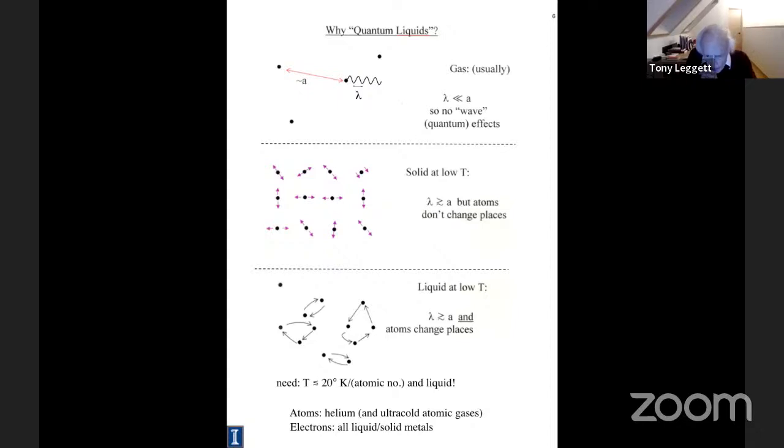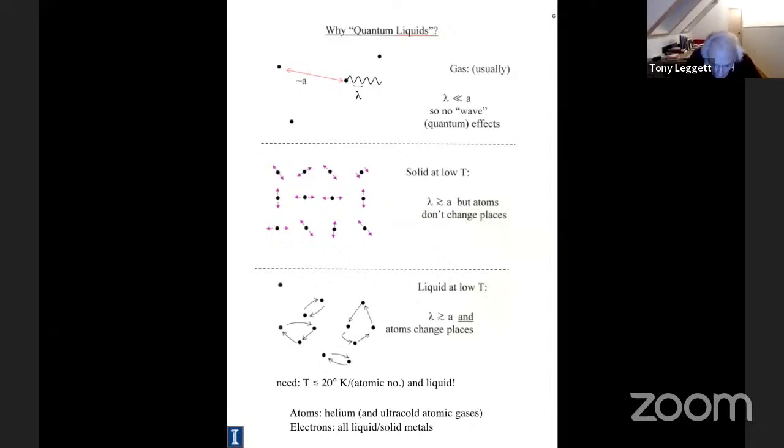What about solids? Well, we can certainly take them to low temperatures. We can reach the condition that the wavelength is larger than or comparable to the distance between particles, because in solids, the atoms are packed closely. However, in a solid, the atoms don't change places, and we need the atoms to change places for reasons I'll show you in a moment. That's why we need a liquid at low temperatures. We need a system such that the wavelength is larger than the interatomic spacing and the atoms change places.